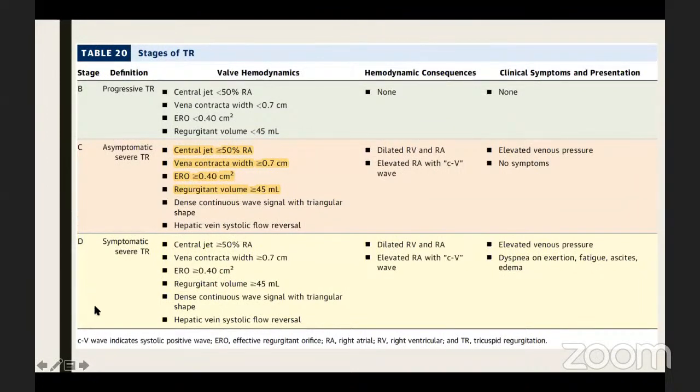And then stages C and D both have the same hemodynamics of a central jet that is 50 or more, vena contracta 0.7 or more, effective regurgitant orifice that is 0.4 or more, and regurgitant volume that is 45 mils or more, along with a dense continuous wave signal with triangular shape, hepatic vein systolic flow reversal. Stage C is asymptomatic, although there are some hemodynamic consequences like dilated RV and RA and an elevated venous pressure on presentation, whereas stage D has all the same manifestations and consequences, along with symptoms of heart failure, including dyspnea on exertion, fatigue, ascites, and edema.